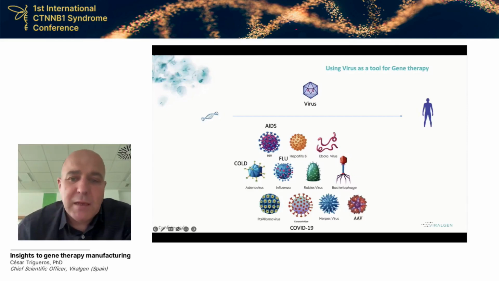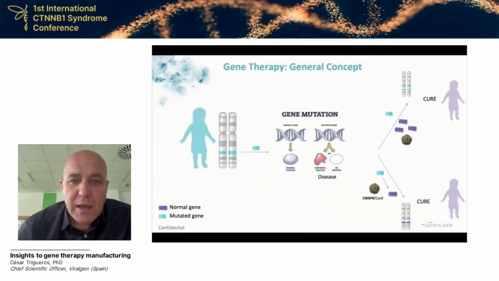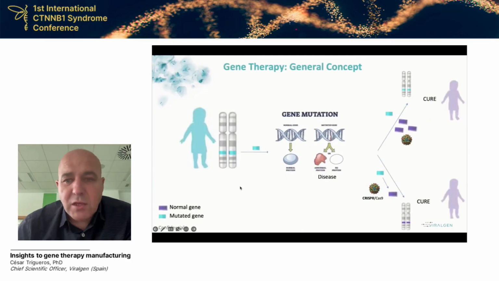Everybody is infected with this virus. It doesn't produce any disease at all. So we get infected, but we don't have any disease. We don't even realize that we have the virus inside. So that is the reason that in terms of security, this virus is quite interesting. So how are we using this virus?